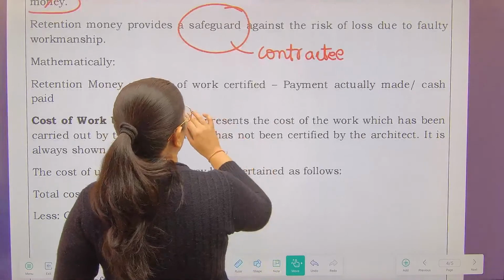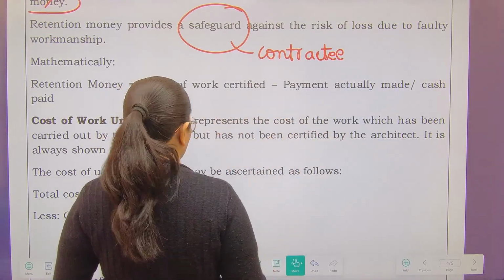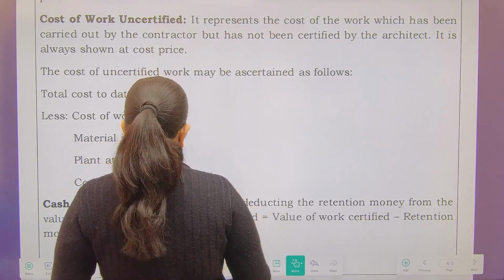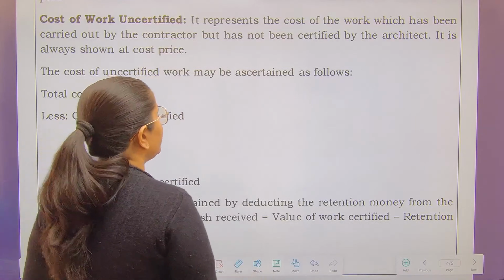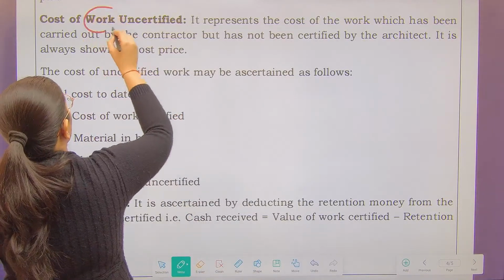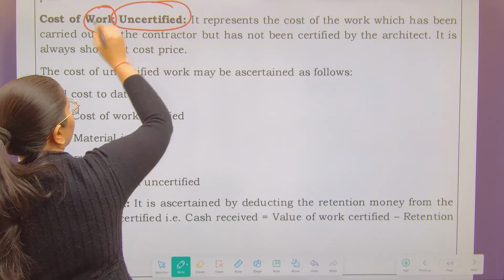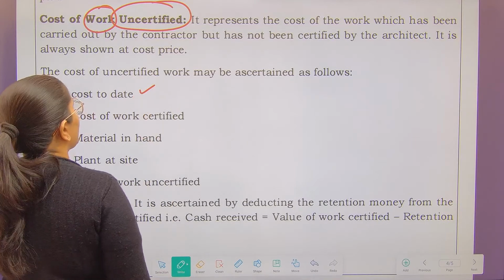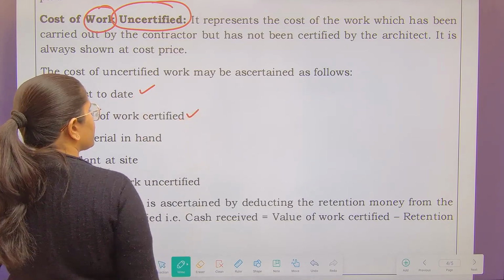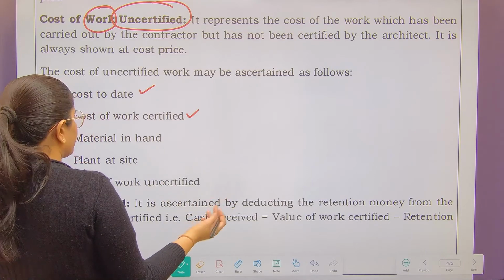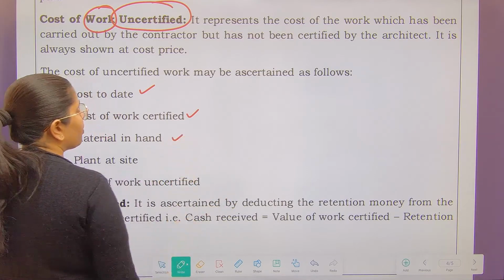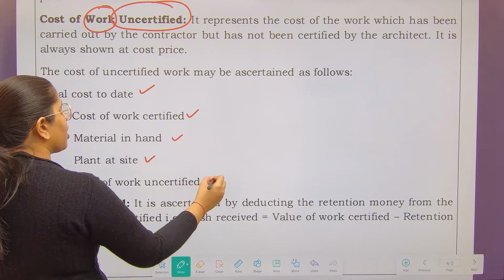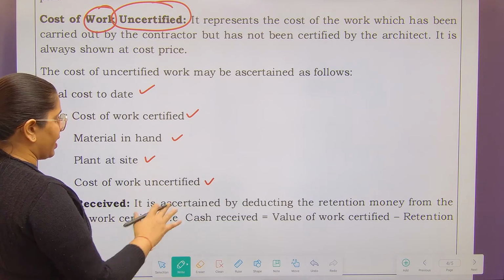Retention money is value of work certified less payment which has actually been made. Next is cost of work uncertified. How to find out the cost which has not yet been assessed by the architect or the surveyor? So find out what is your total cost. Now deduct from it cost of work certified because that has already been assessed. Material stock which you have in hand, value of plant at site less cost of work uncertified.